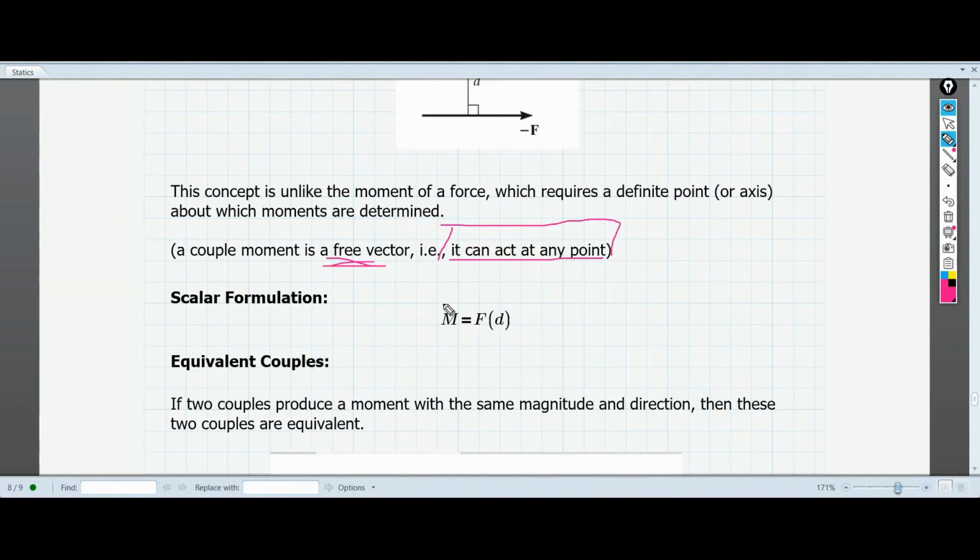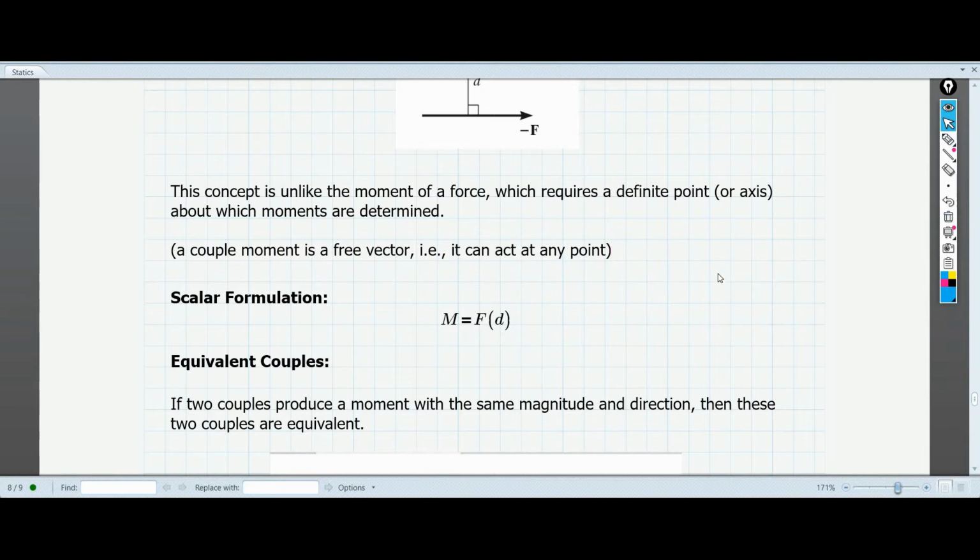So, scalar formulation is moment is equal to force times distance, or this is C is equal to, para hindi kayo malito, C is equal to F times D. Couple is equal to F times D. Okay, the F, the force is yung parallel forces natin, magkaiba ng direction, and the D is yung distance na nagse-separate sa kanilang dalawa.